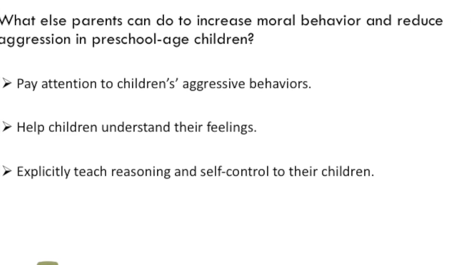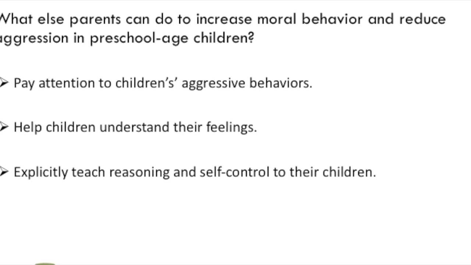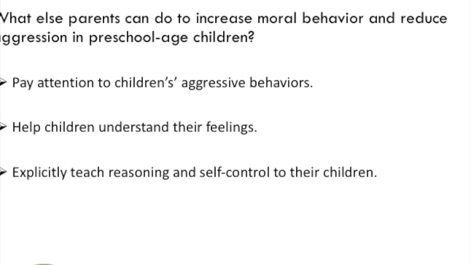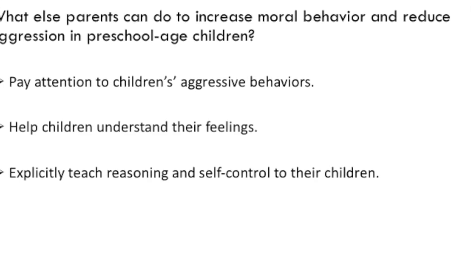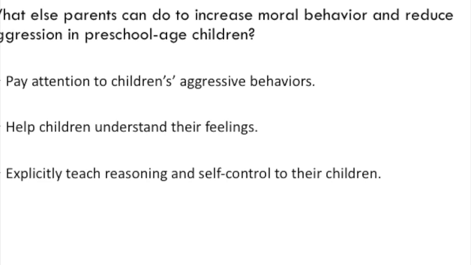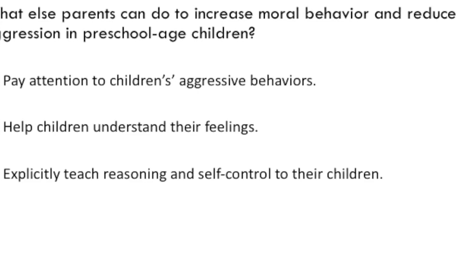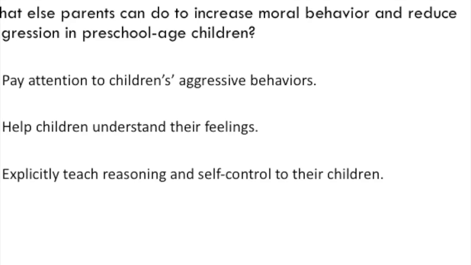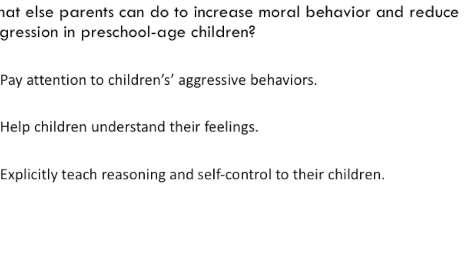Last but not least, parents should teach reasoning and self-control to their children explicitly. Children should be reminded of why certain behaviors are desirable, since they can understand moral reasoning rudiments. For example, explicitly saying, if you take others' toys, others will have no toy to play with. In this case, children may give up taking others' toys and give others a turn to play with them. By the above means, parents can increase moral behavior and reduce aggression among their children constructively.